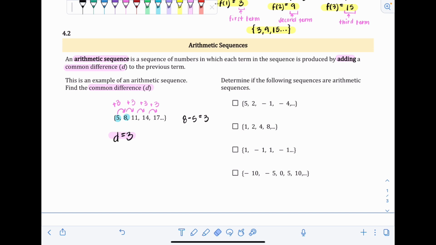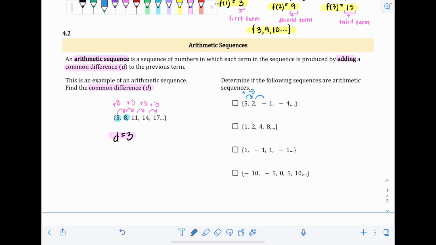And then for the next section, we're going to determine if the following sequences are arithmetic sequences or not. So basically, do they have a common difference? Is there something that we're adding each time to get to the next term? So for the first one, it's 5, 2, -1, and -4. To go from 5 to 2, we're going down 3. That's the same thing as adding -3. So it still can be adding even if you're going down. It's just you're adding a negative number.